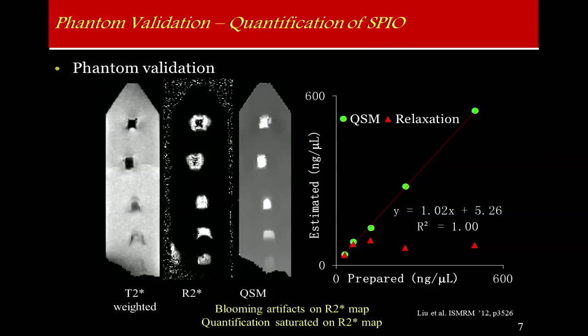And here, even the R2 star map failed to quantify the upper 3 blobs due to the saturation effect. We also noticed a substantial blooming artifact on the R2 star map. This problem is solved by the QSM method. Here QSM not only showed a high degree of linearity between the prepared and measured SPIO, but the quantitative accuracy is also excellent.